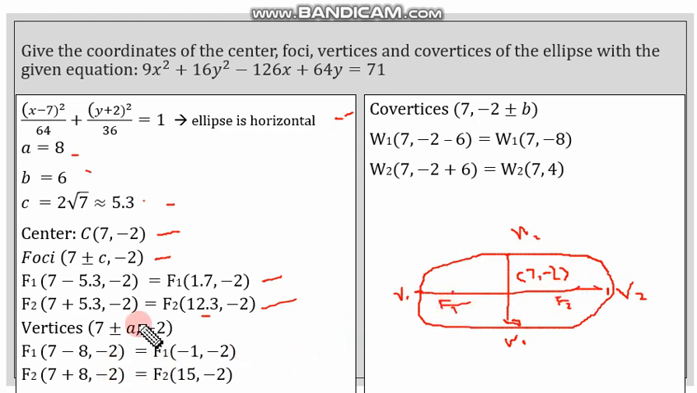Next are the vertices. The vertices lie horizontally. Therefore, we will add and subtract the value of a to the x-coordinate of our center. So 7 plus or minus a and then negative 2. So 7 minus our a, which is 8, is negative 1 and then the y-coordinate is negative 2. That's the focus 1. Sorry, supposed to be vertex 1. And then vertex 2.